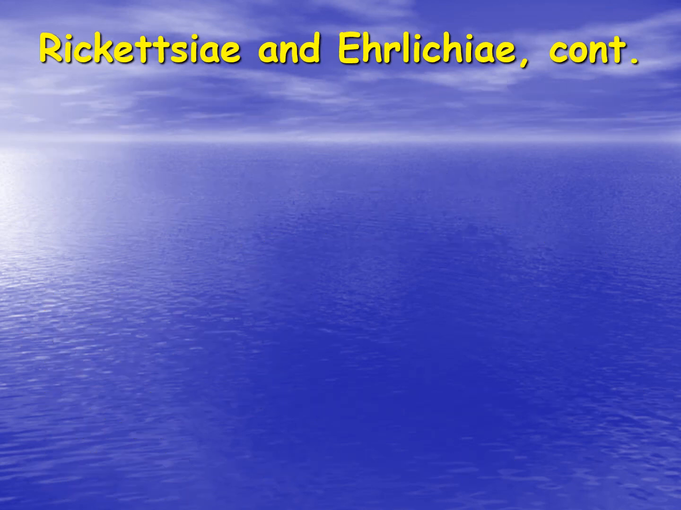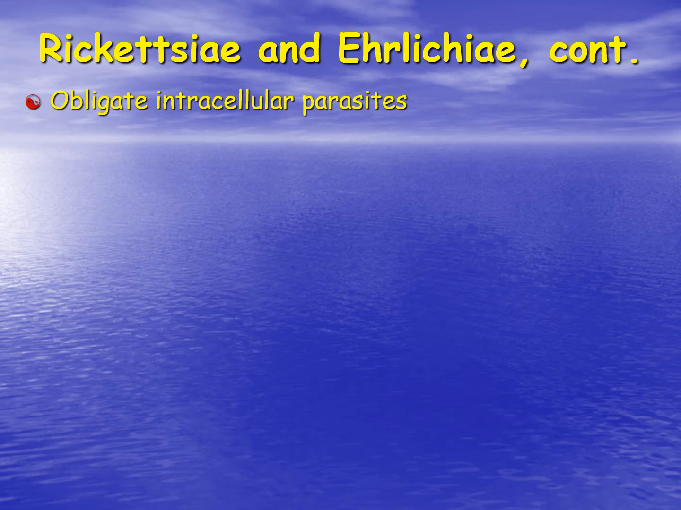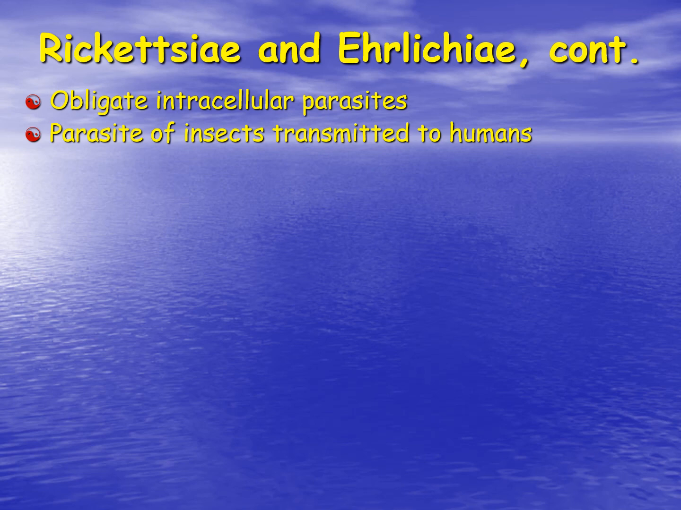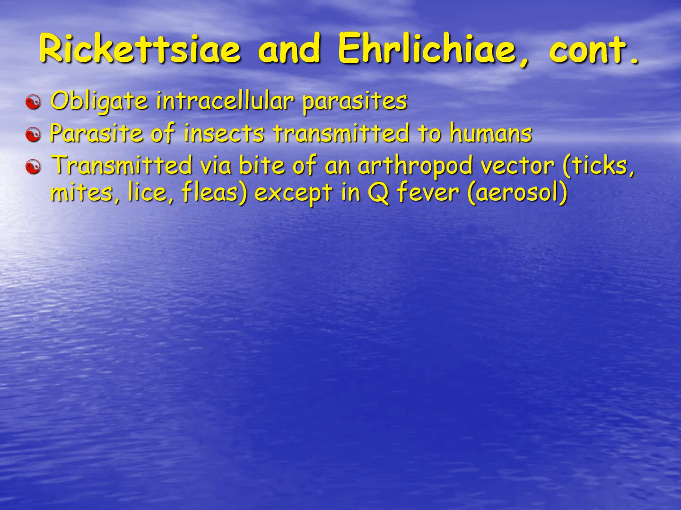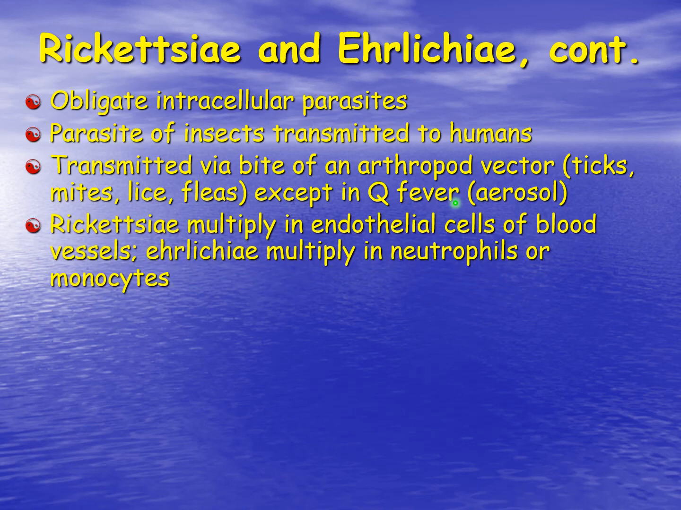Rickettsia and Ehrlichia, like chlamydia, are obligate intracellular parasites. And these are transmitted by insects or arachnids, the ticks and mites, to humans. So most of them are transmitted by the bite of an arthropod vector, either ticks, mites, lice, or fleas, except, again, for Q fever, one of the rickettsial diseases.